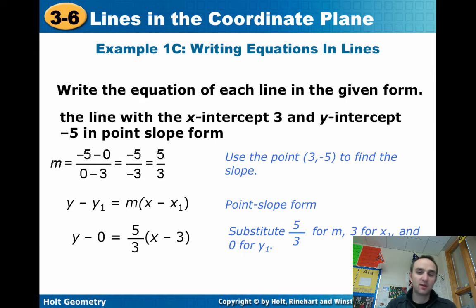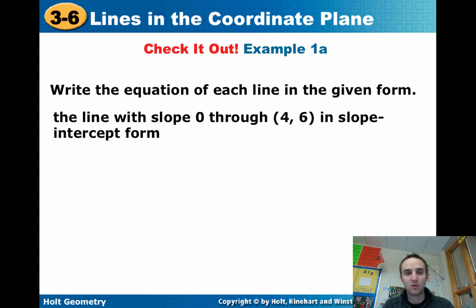So they plug the 3 in for x and the 0 in for y. And then we just simplify it. We get rid of that minus 0 because we don't need it. There is our equation in point-slope form. Okay, I want you to try it. So try it out, pause it, come on back, see what you have.